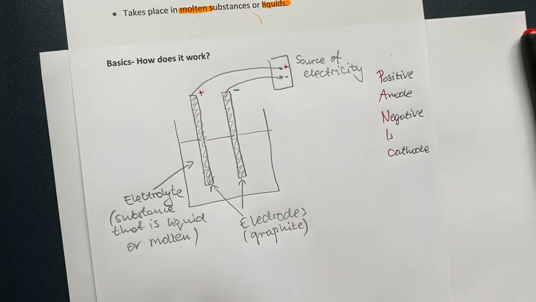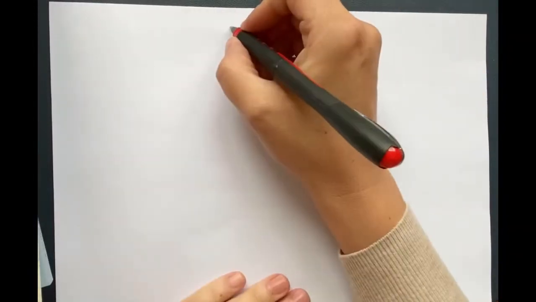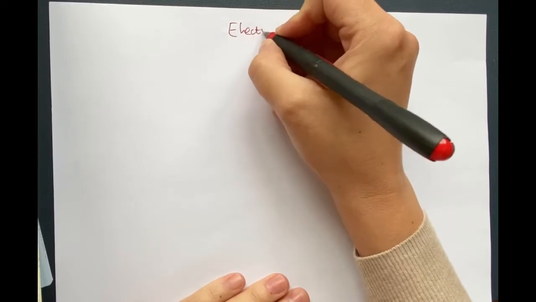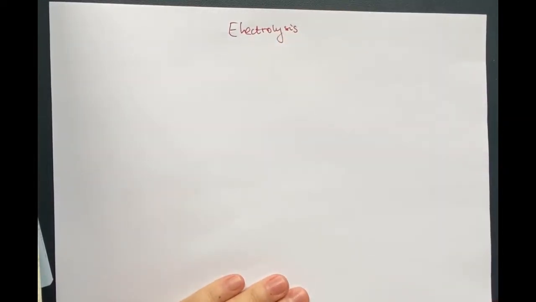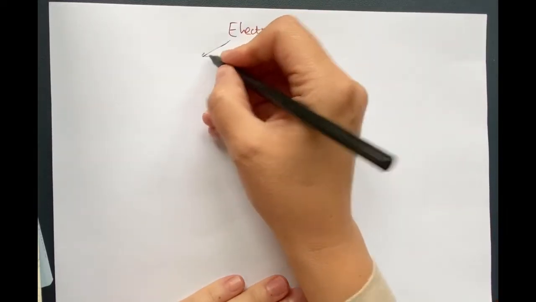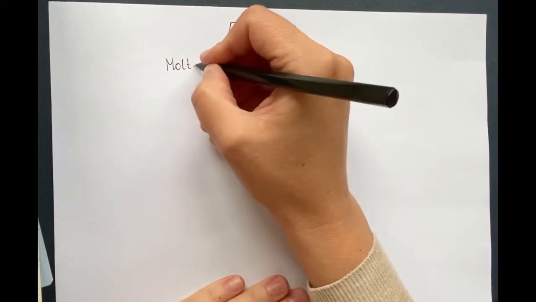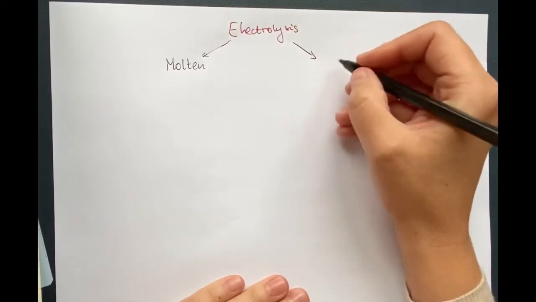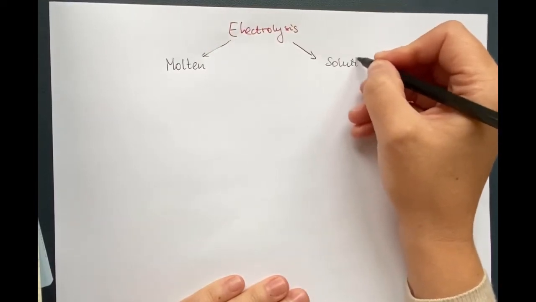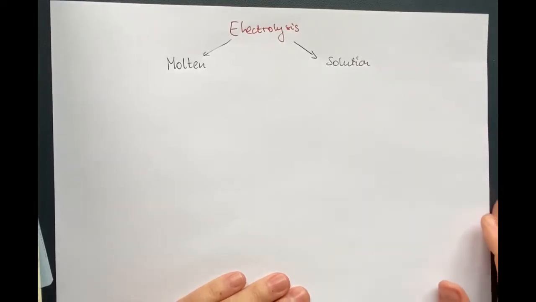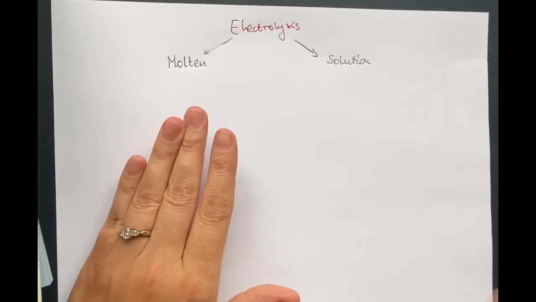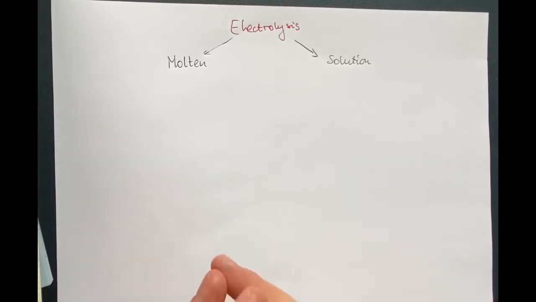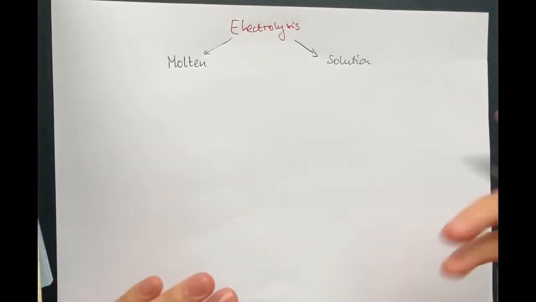Now let's have a look at how electrolysis will take place in molten substances and liquids. So electrolysis takes place in two types of substances: molten substances and solutions. We're going to start with molten because they're much easier. Molten means that we literally heat up the substance until it melts, and that's all it is.